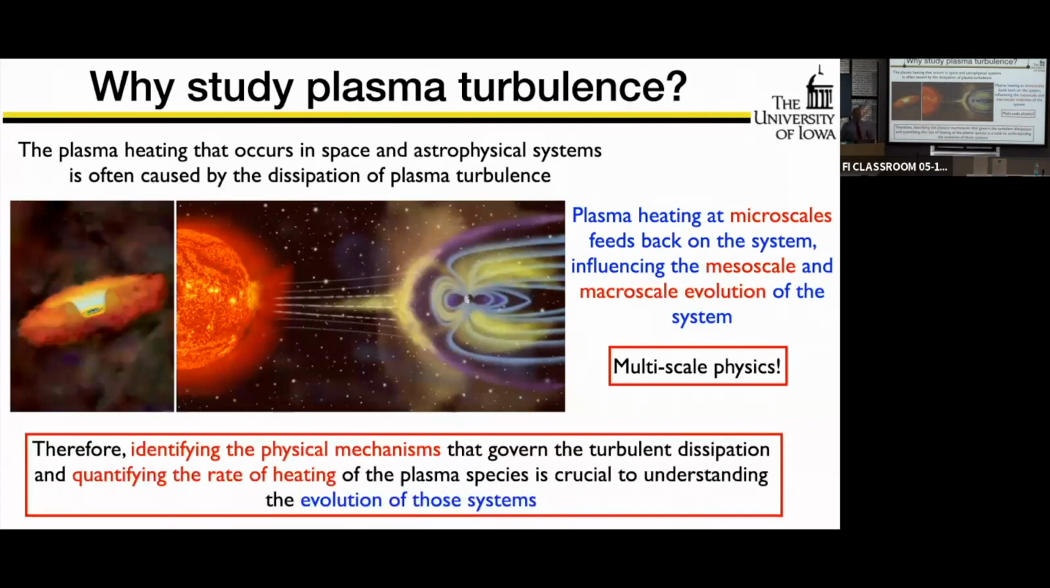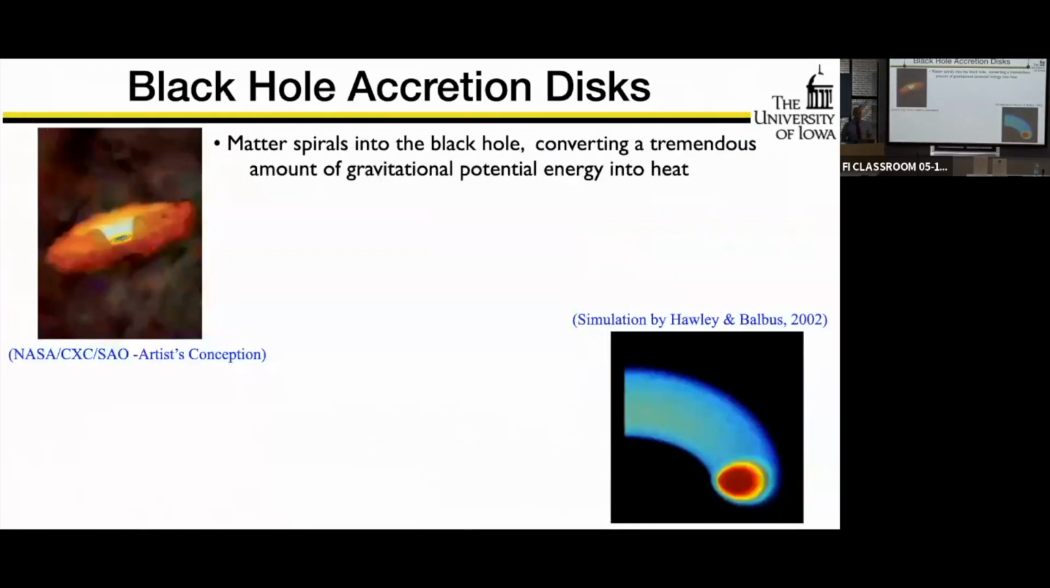And so in conclusion, identifying these physical mechanisms that govern the turbulent dissipation and then quantifying the rate of heating associated with each of those mechanisms and how they heat the different plasma species is really crucial to our understanding of the evolution of these systems. So to turn to an example that is probably near and dear to many people's hearts, the idea of black hole accretion disks.